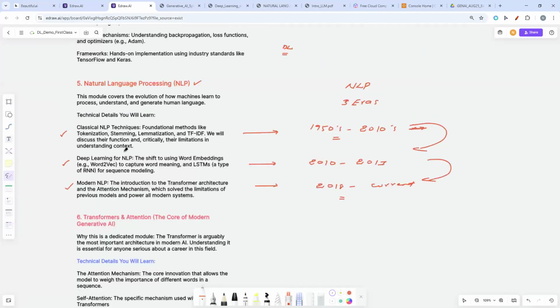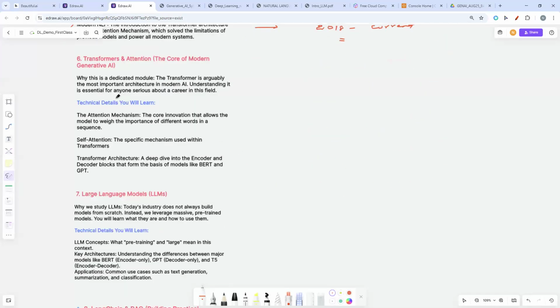I just want to keep this as concise as possible. And then finally we will go for transformers and attention. What are these transformers? Transformers are, again, deep learning neural networks. These transformers were introduced in 2017, and 2017 was the time which changed the way we look at AI and the capabilities of AI.